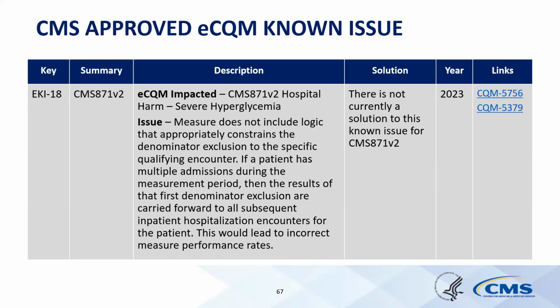Now, this could lead to incorrect measure performance rates. And there is not currently a solution to this known issue for CMS 871 version 2. The measure steward has added additional timing constraint logic to the 2024 specification to correct this issue.